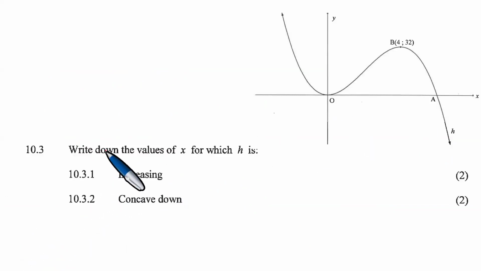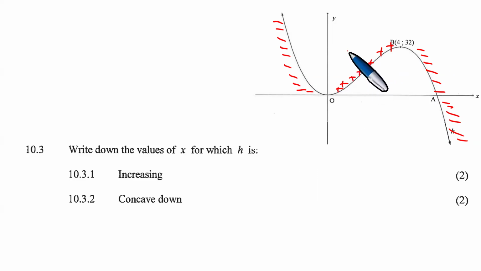Now, here's the graph, and the examiner says, write down the values of x for which h is increasing. When it comes to the decreasing part, here the function is decreasing because it's going down. Here the function is increasing, it's going up. Here the function is decreasing, it's going down. And here we're referring to h prime, the derivative, the gradient of this. That is what the signs are for. So write down the values of x for which this function is increasing.